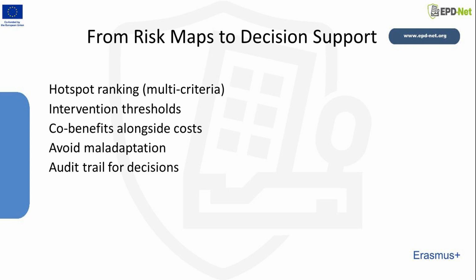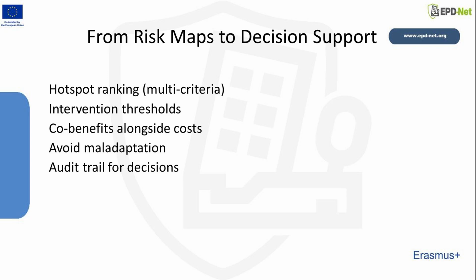How do we turn risk maps into decision support? The key is to translate spatial information into choices, priorities, and design criteria. First, define the decision. Are we prioritizing neighborhoods for intervention, sizing retention, protecting critical routes, or targeting retrofits?